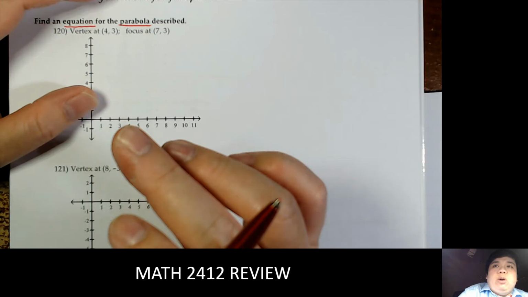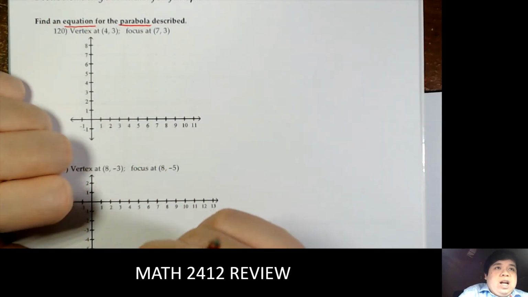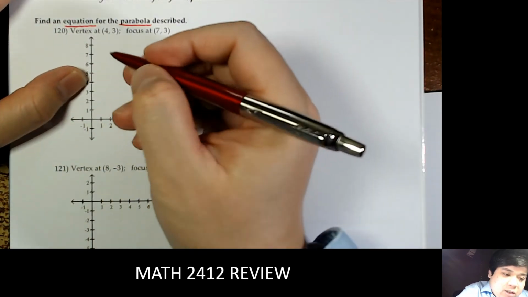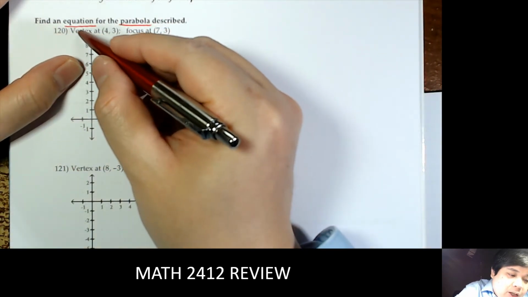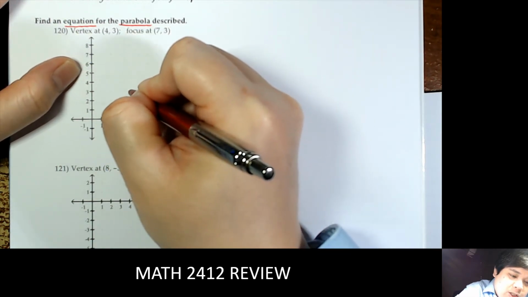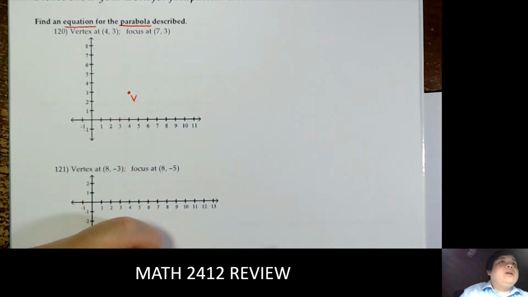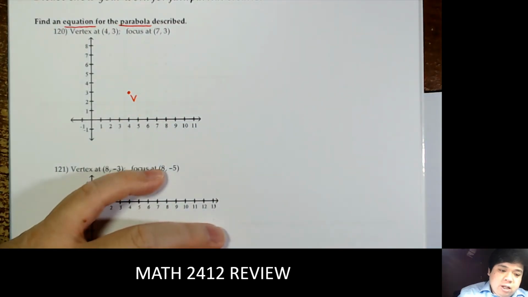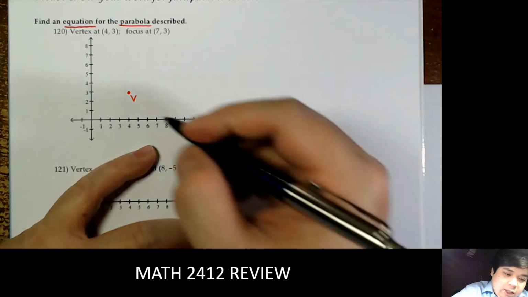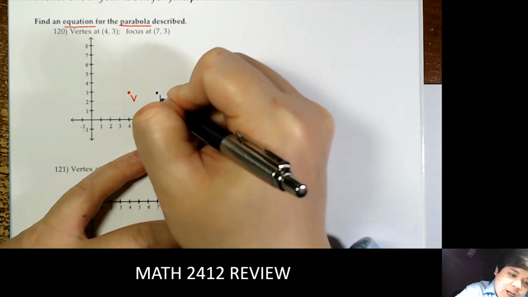So it's very important that we connect the graph, the equation, and the characteristics of the conic section. Right. The vertex is 4 and 3, x equal to 4, y equal to 3, so this is the vertex. And then the focus is 7 and 3, x equal to 7, y equal to 3. That's the focus.